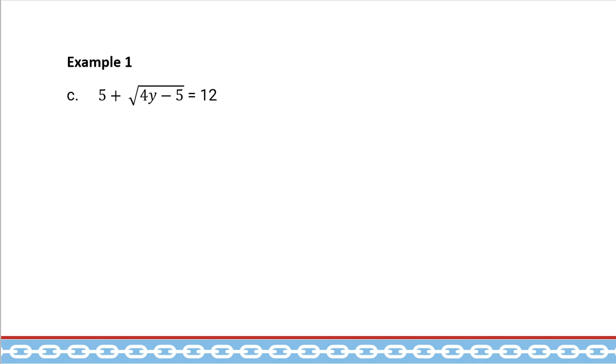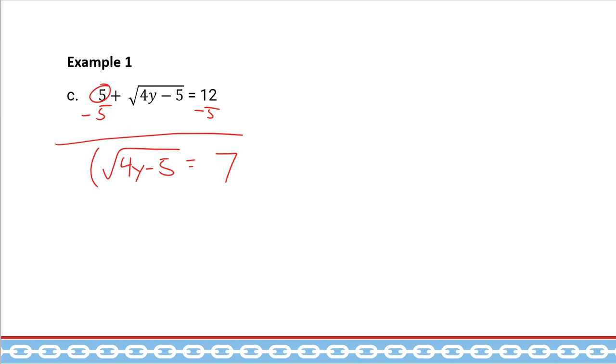Same thing applies. Isolate the radical, get rid of the radical, solve what is left. So I am going to subtract away this 5. Now this is a common mistake. This is a plus 5, a positive 5, so I'm going to subtract away a 5. So I'm going to get square root of this quantity 4y minus 5 is equal to 7. 12 minus 5 is 7.